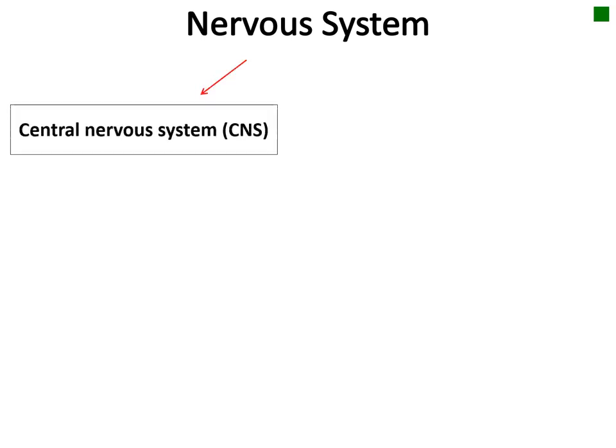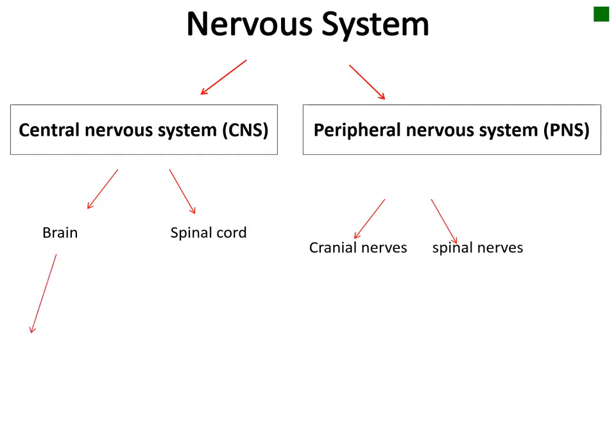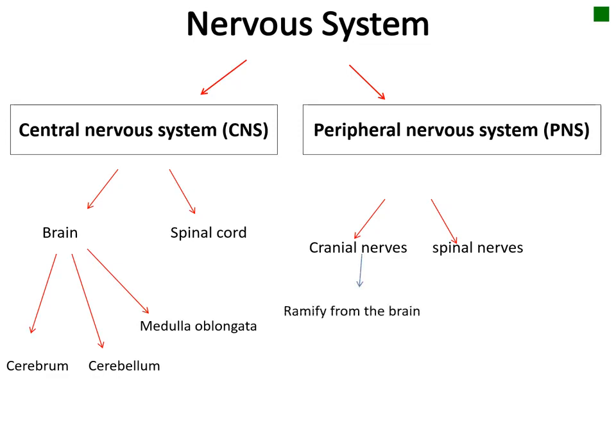The nervous system is composed of the central nervous system, CNS, and the peripheral nervous system, PNS. The central nervous system is composed of the brain and spinal cord, and the peripheral nervous system is composed of nerves: cranial nerves and spinal nerves. The brain is composed of the cerebrum, cerebellum, and the medulla oblongata, while the cranial nerves branch from the brain, the cranium, and the spinal nerves branch from the spinal cord.